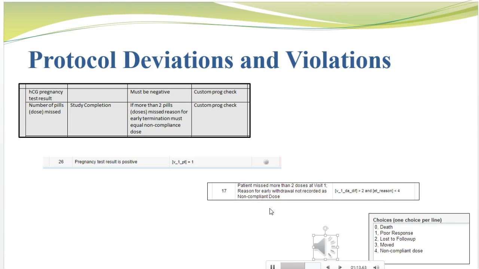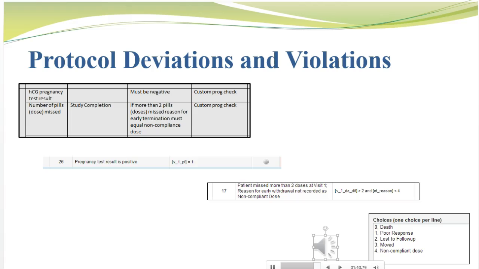period. If you go back to that edit check specification image at the top, you see that we do have a check that looks for patients who have missed more than 2 doses. In the third image, you can see that edit check number 17 looks for patients who've missed more than those 2 doses and have not been withdrawn from the study. Finally, the image on the bottom is from the study completion form. It notes the non-compliant dose is a reason for withdrawing the patient from the study.